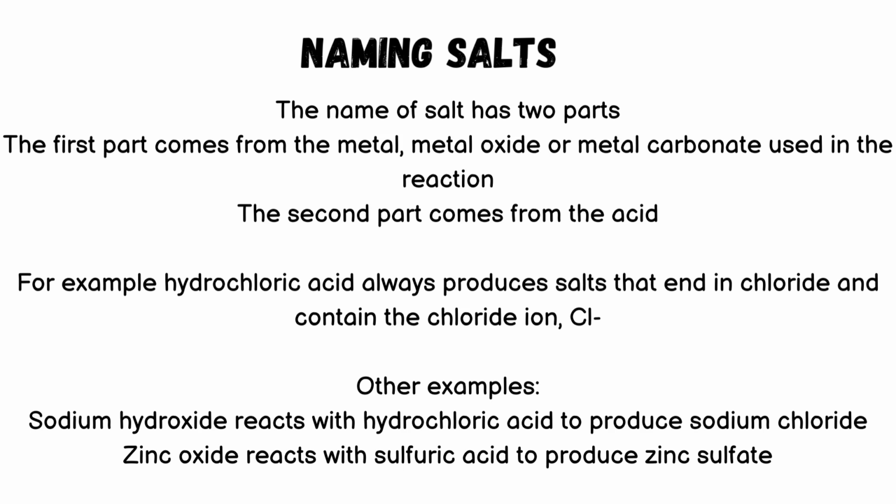Naming salts. The name of a salt has two parts. The first part comes from the metal oxide or metal carbonate used in the reaction. The second part comes from the acid. For example, hydrochloric acid always produces salts that end in chloride and contain the chloride ion, Cl-. Other examples: sodium hydroxide reacts with hydrochloric acid to produce sodium chloride. Zinc oxide reacts with sulfuric acid to produce zinc sulfate.